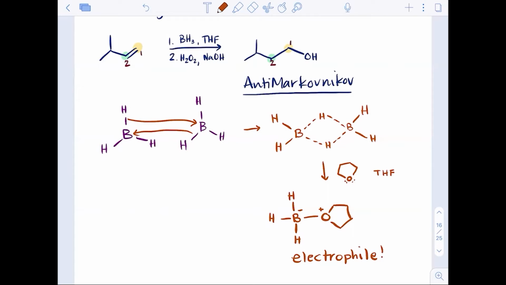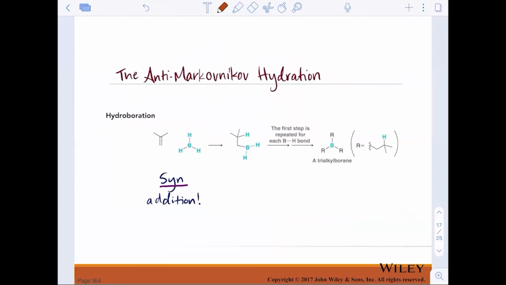Notice how water isn't introduced until really the second step where we have peroxide and sodium hydroxide. Both of those would be in an aqueous solution with water. And so that's where water actually gets introduced. But the important part of the mechanism is actually in this first step. So let's go ahead and take a look at that first step.